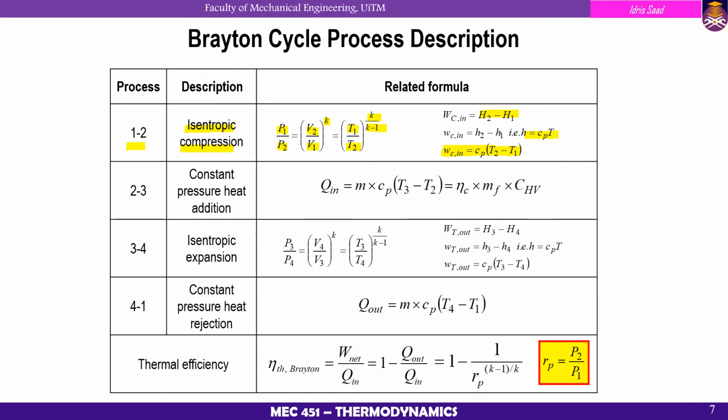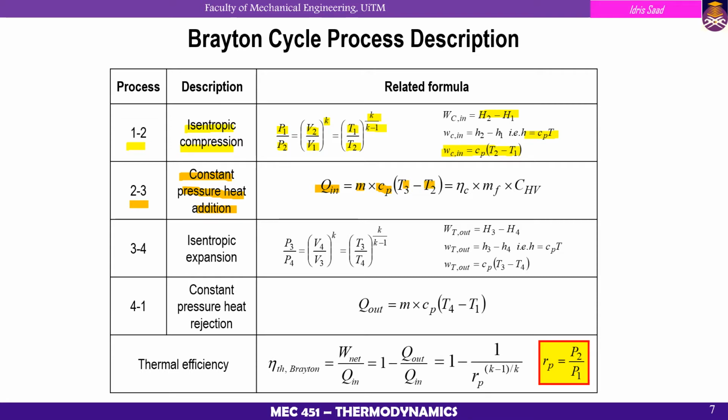Next, for the process 2 to 3, which is the constant pressure heat addition process, we want to calculate the heat input, which is Q in. So Q in is basically the mass multiplied by Cp times (T3 minus T2).